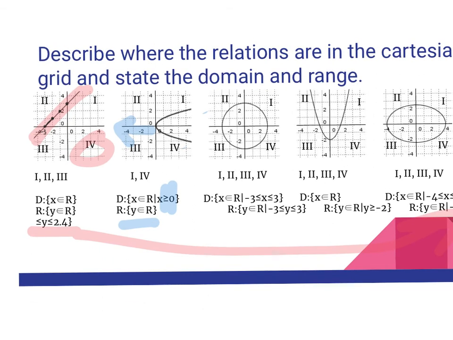Now this circle graph, if you look, you can see that you've got from -3 to +3 for domain, and from -3 to +3 for the range, which is x squared plus y squared equals 9 for the equation of your circle. So your restrictions, right, -3 and +3 are on the graph, so you need to include them. So it's -3 is less than or equal to x is less than or equal to 3.